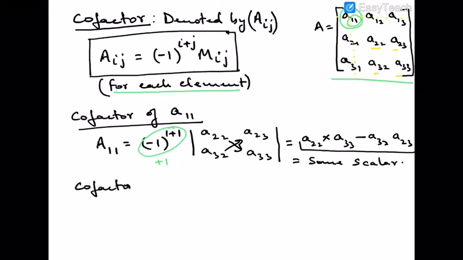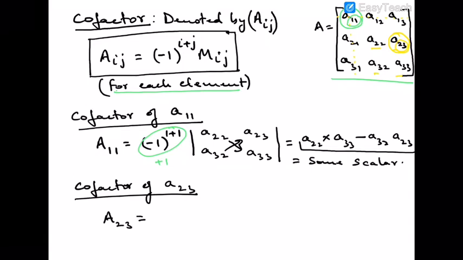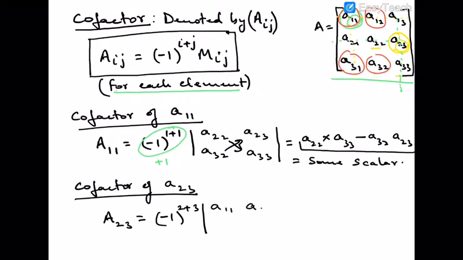Similarly, we can find out the cofactor of a23, that is element in second row and third column. So A23 is equal to minus 1 to the power 2 plus 3. So eliminate second row and third column, and the remaining 4 elements are a11, a12, a31, a32. Now minus 1 to the power 2 plus 3 will give us minus 1.